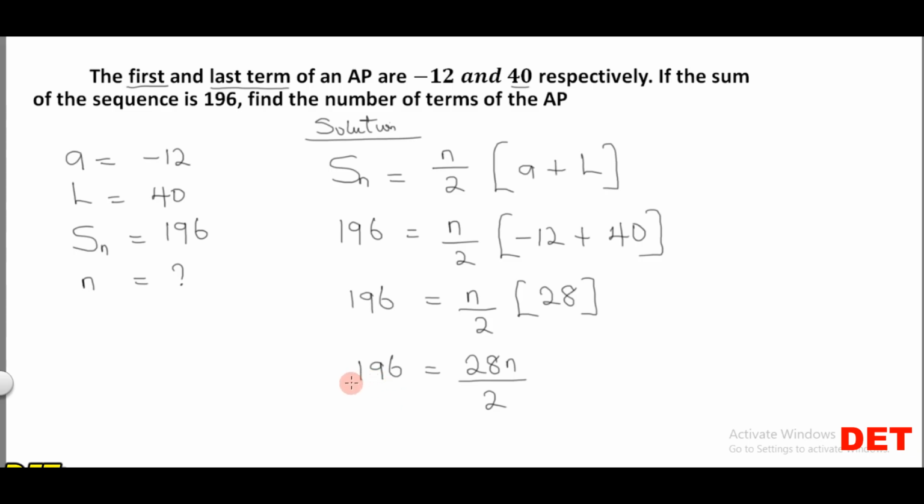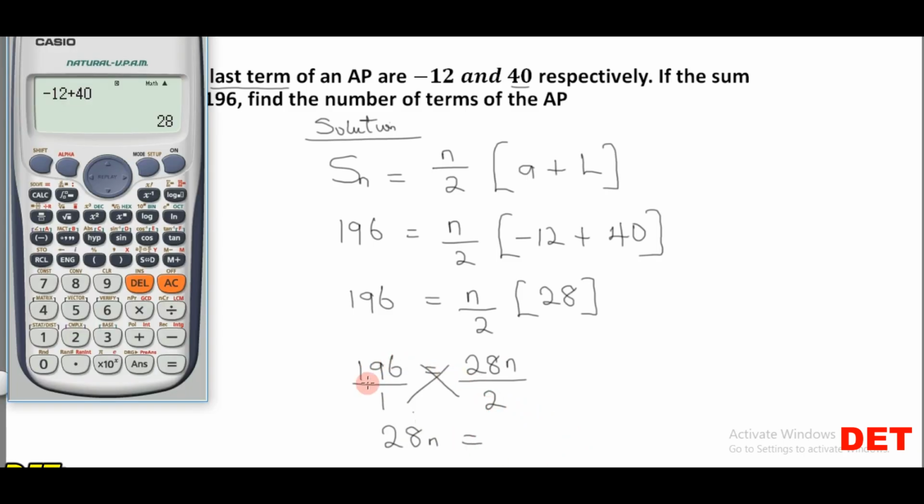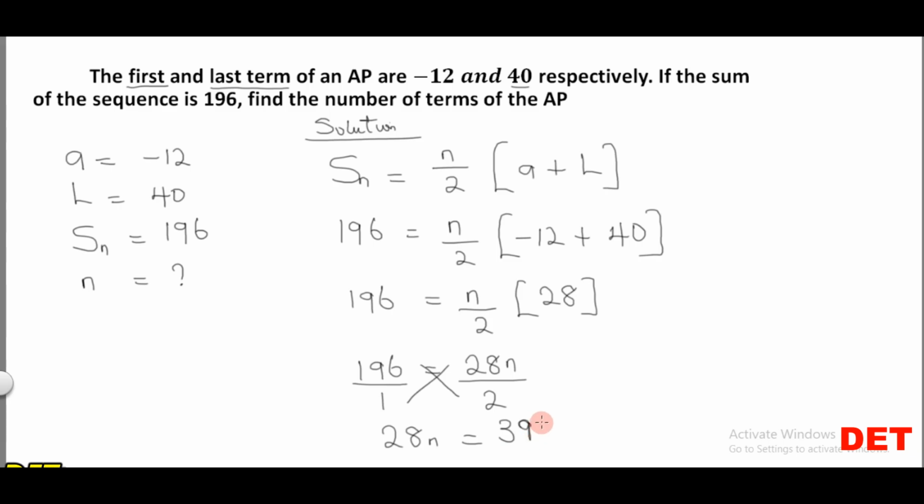So the next thing I will do is write 196 all over 1. 196 over 1 is still the same thing as 196. Then I would cross multiply, since I have a single fraction on both sides of the equation. So when I cross multiply, 28n times 1 gives 28n, equal to 196 times 2, which is 392.